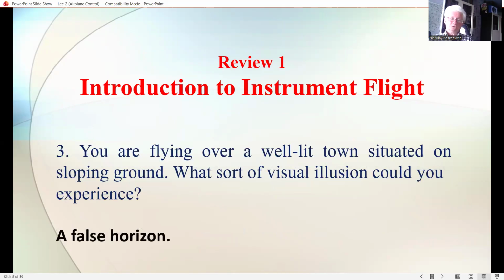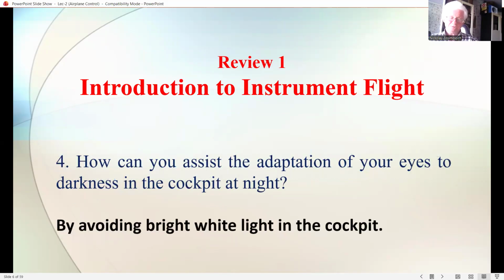Example. Third question was next. You are flying over a well-lit town situated on sloping ground. What sort of visual illusion could you experience? The correct answer here is a false horizon. Next question, how can you assess the adaptation of your eyes to darkness in the cockpit at night? The correct answer, by avoiding bright white light in the cockpit.